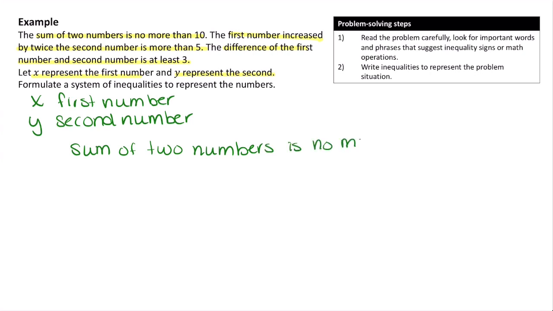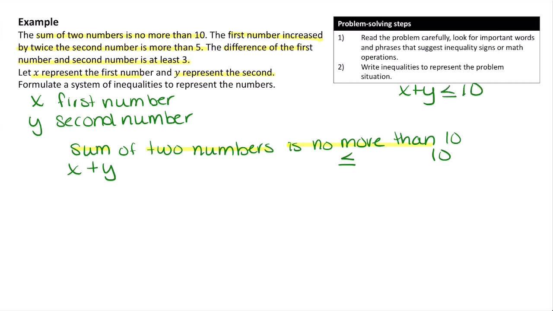As you read that sentence, you may notice that we have a lot of math phrases in it. It says sum. Sum, remember, means plus. And then we have our two numbers, which we know are x and y. So the sum of two numbers is going to be x plus y. Then we have this important phrase, is no more than, which we know is an inequality sign. Is no more than is represented by the less than or equal to sign. And then we just have 10. So this first sentence will translate into the inequality x plus y is less than or equal to 10.